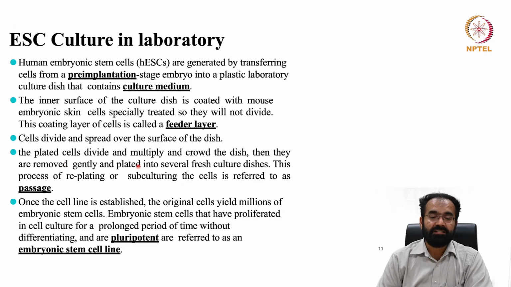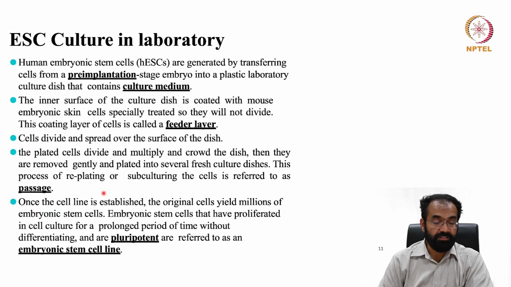So the plated cells divide and multiply and crowd the dish. Then they are removed gently and plated onto several fresh culture dishes. This process of replating and subculturing of the cells is often referred to as passage. So that is cell passage, as it is often referred to.